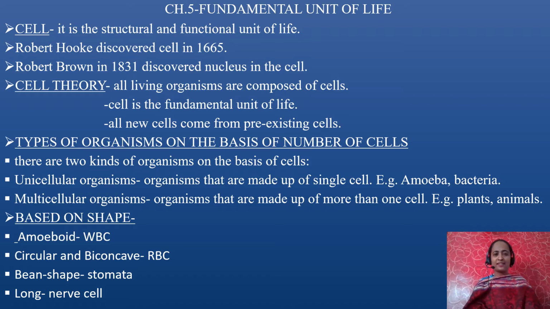Next, types of organisms on the basis of number of cells. There are two types of organisms based on the number of cells. What are those? Unicellular and multicellular. As the name indicates, unicellular means single cell. The organism's body itself is made up of only one cell. All chemical reactions like digestion, excretion, circulation, everything takes place within the single cell. Examples: amoeba, euglena, bacteria, paramecium.